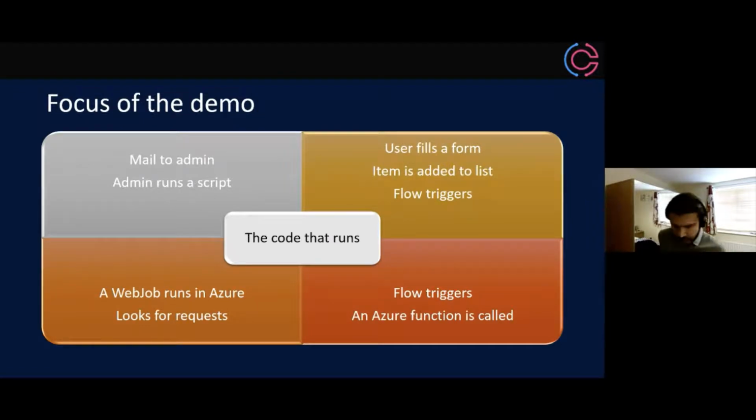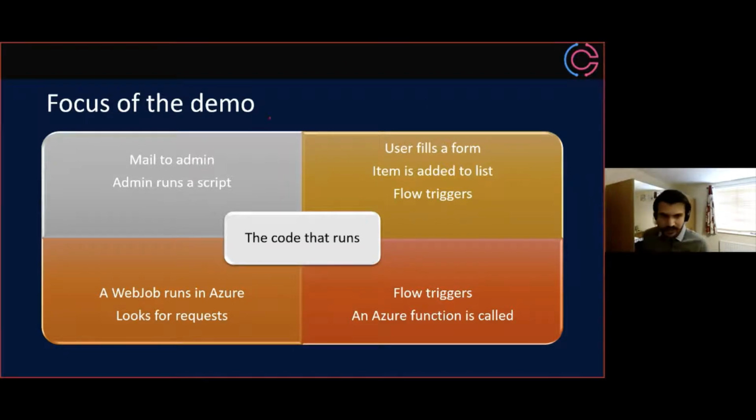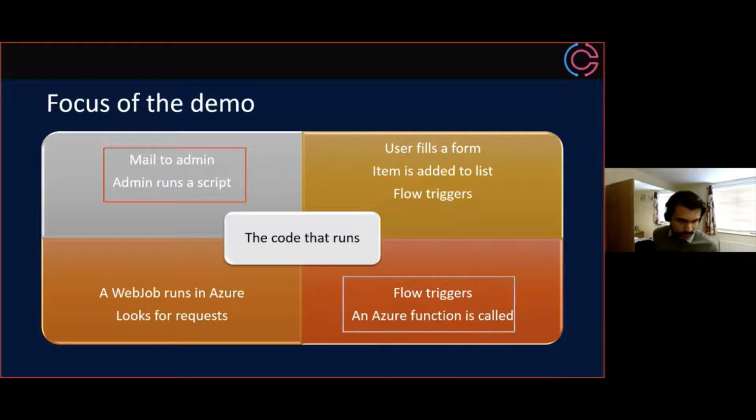Before jumping into the demo, I'd just like to tell you the focus of this presentation, or the focus of the demo. As you can see, I've listed all these different options over here. For example, option 1 was mail to admin, and then the admin runs the script, and then there's another option which I mentioned where the flow triggers, and then an Azure function is called. All these different options, in the end, go ahead and trigger or run some kind of code which would create a team. So the focus of this demo is this central part, which is nothing but the code that runs.